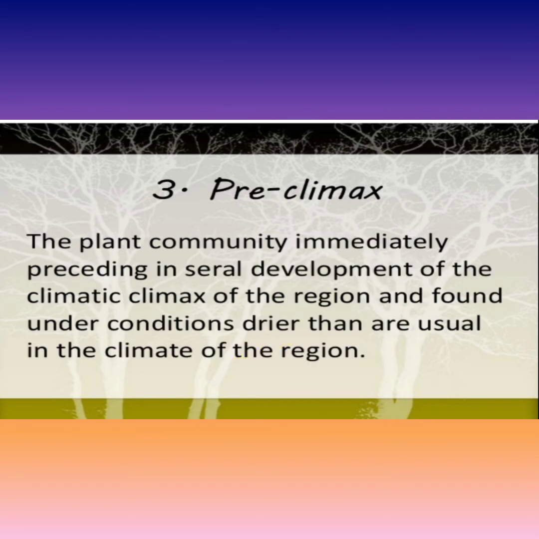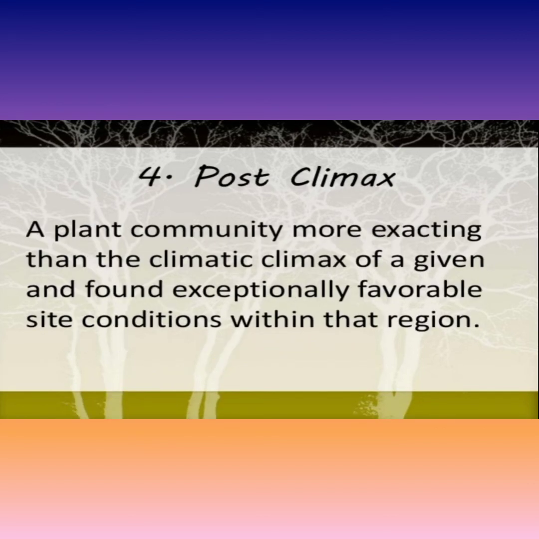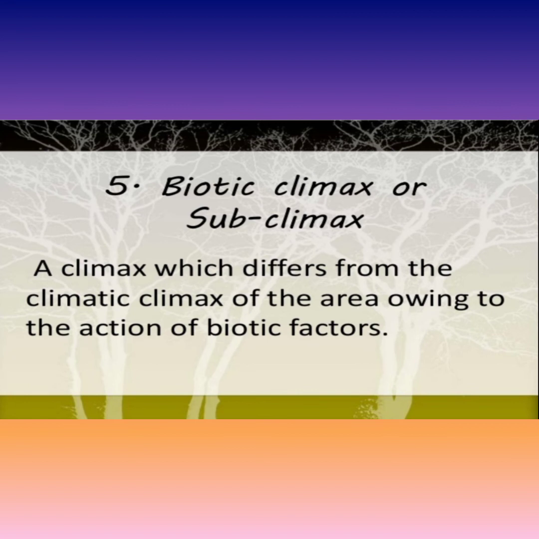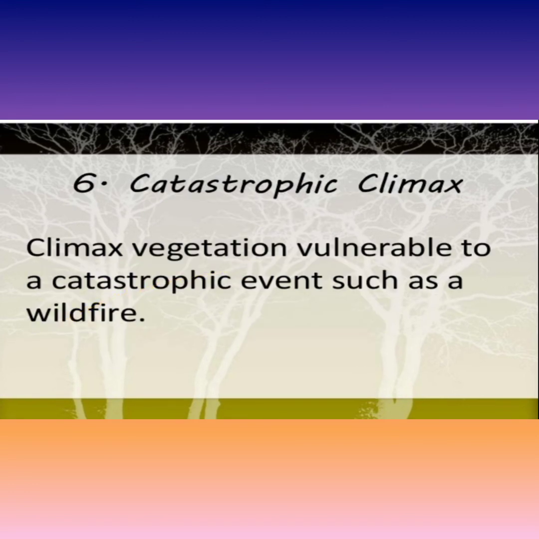Preclimax is the plant community immediately preceding the serial development of a climatic climax in a region found where conditions are drier than the usual climate of the region. Post climax is a plant community more exacting than the climatic climax, found at exceptionally favorable sites within that region. Then biotic climax, or subclimax, is a climax which differs from the climatic climax of an area owing to the action of biotic factors. Catastrophic climax vegetation is vulnerable due to a catastrophic event such as a wildfire.